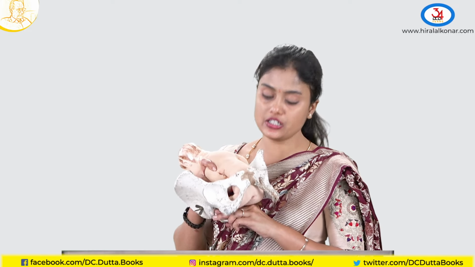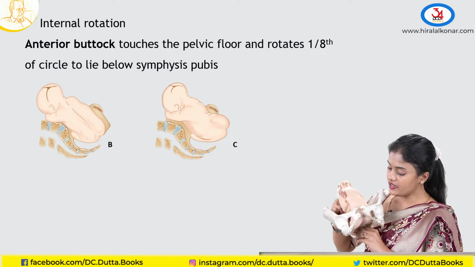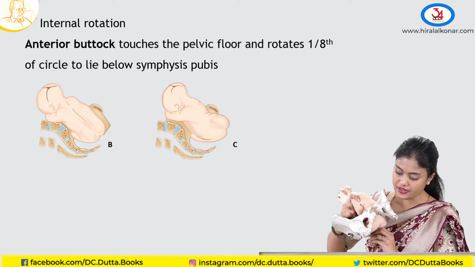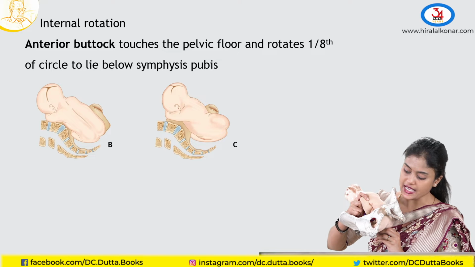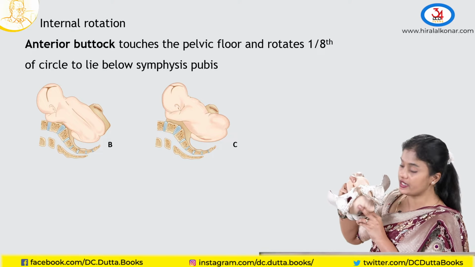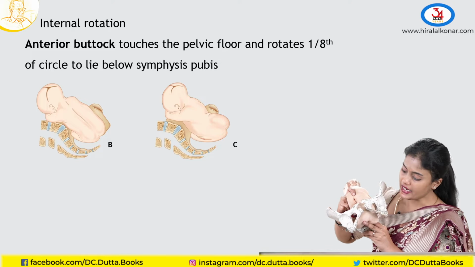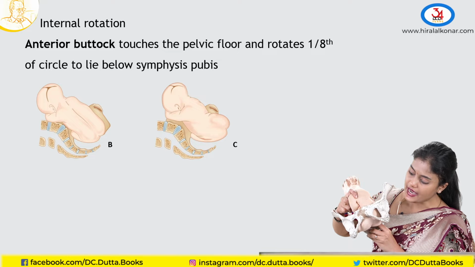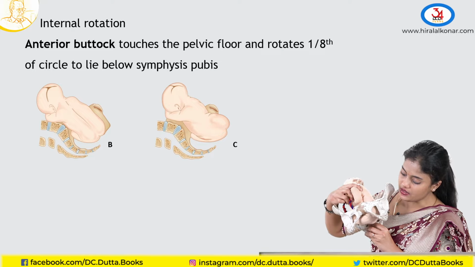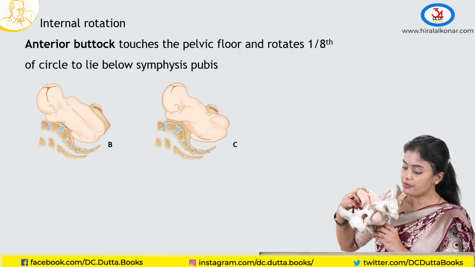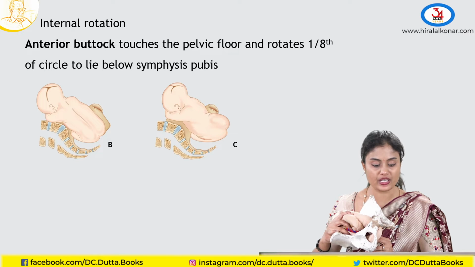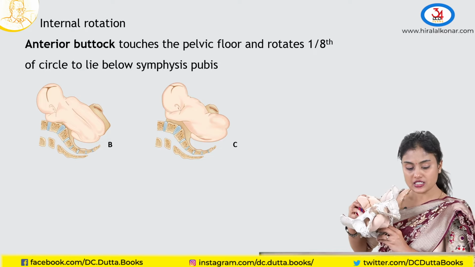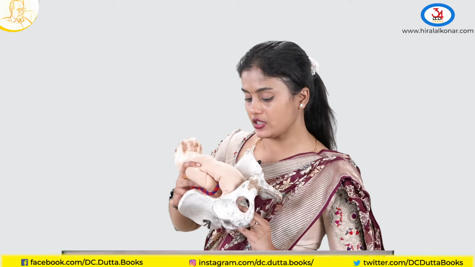Next is internal rotation of the breech. What happens here? Once the breech touches the pelvic floor, then it rotates anteriorly. For example, the anterior buttock touches the pelvic floor, and then by Hart's rule, it rotates anteriorly by 1/8 of the circle, and then the anterior buttock hinges behind the pubic symphysis. Anterior buttock touches the pelvic floor and rotates 1/8 of the circle.